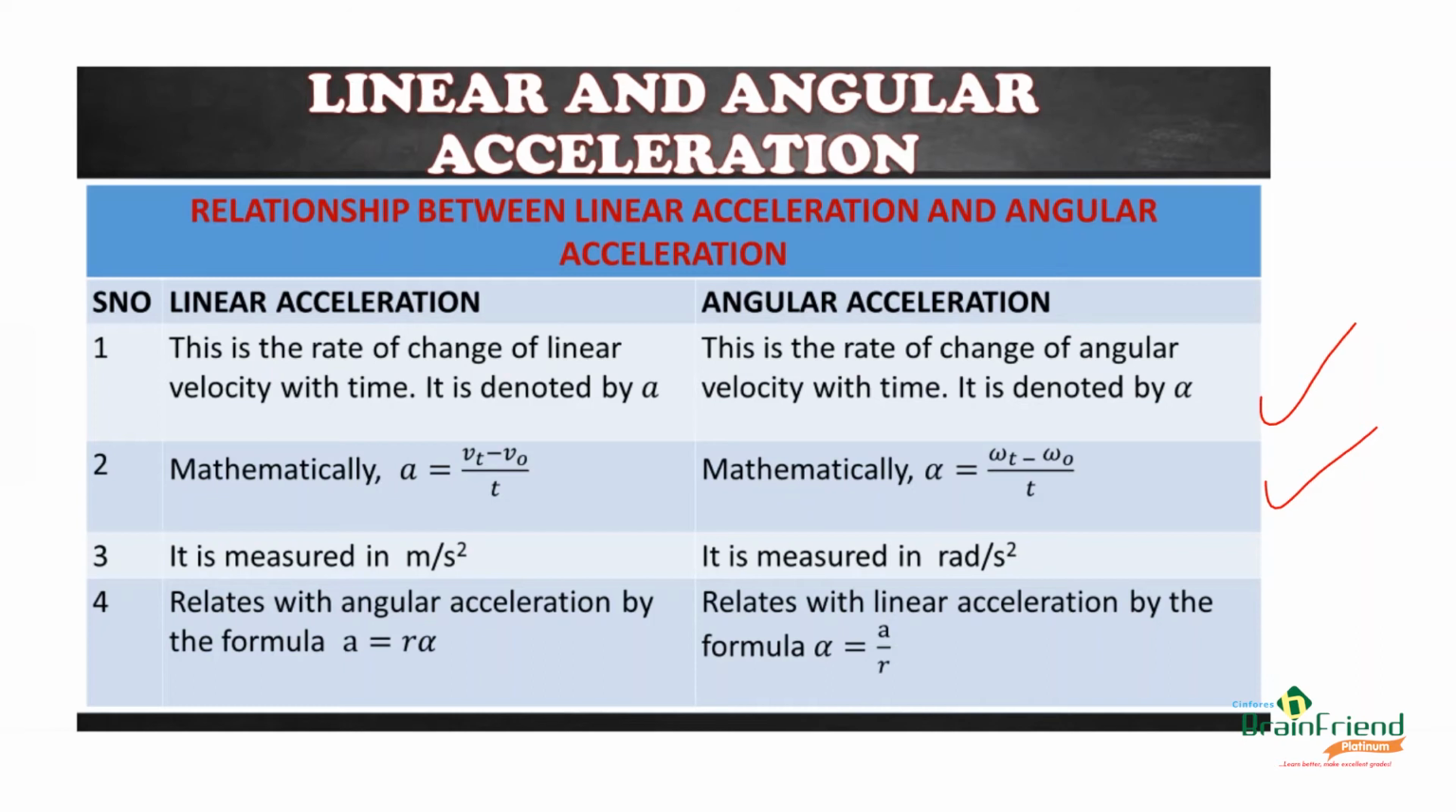Next, linear acceleration is measured in meters per second squared, while angular acceleration is measured in radians per second squared. Linear acceleration relates with angular acceleration by the formula A equal to R alpha, while angular acceleration relates with linear acceleration by the formula alpha equal to A over R.